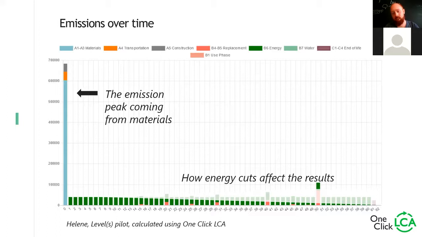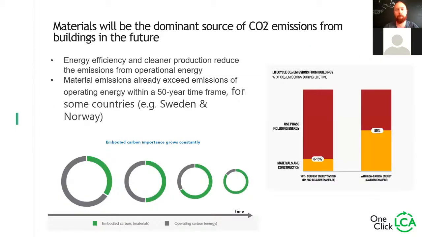But of course, for the A1 to A3 emissions, the emissions of the materials that we're using for construction, we cannot really do anything about that at this point. So that is something we're looking to change. In the future, when the energy sector has decarbonized, so we're using mostly renewables, the dominant source of CO2 emissions will be materials. So of course, we can then look at energy efficiency and cleaner production to reduce more of these emissions. And in some countries, like Sweden and Norway, we can already see that over a 50-year life cycle, the material emissions will exceed the operational emissions.